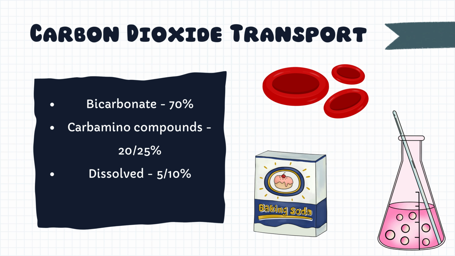Carbon dioxide is transported in 3 ways. First, about 70% is carried as bicarbonate. Inside red blood cells, CO2 combines with water, forming carbonic acid, which dissociates into hydrogen ions and bicarbonate. This reaction is catalyzed by the enzyme carbonic anhydrase. Second, about 20 to 25% binds to hemoglobin, forming carbaminohemoglobin. Third, about 5 to 10% is dissolved directly in plasma. This dissolved CO2 determines the PaCO2. CO2 is more soluble than oxygen, so it travels well in plasma.